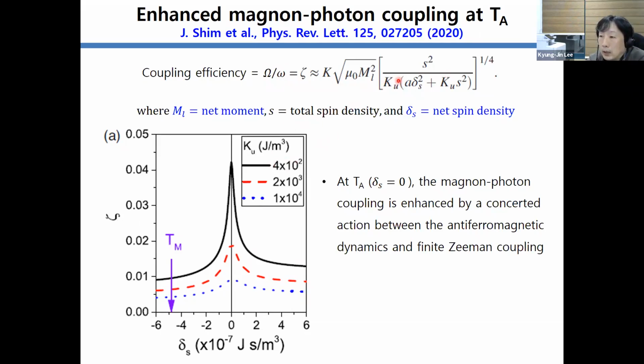And we plot this equation as a function of delta S at various anisotropy Ku, and we found that it is the case. This coupling efficiency becomes maximized at TA, and according to the used parameters, this point corresponds to the magnetic moment compensation point, but you see that there is no special variation. So TM is irrelevant to the magnon-photon coupling, but TA is very important for the magnon-photon coupling in the ferrimagnet.